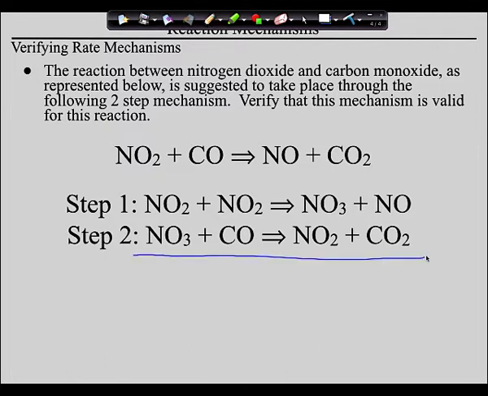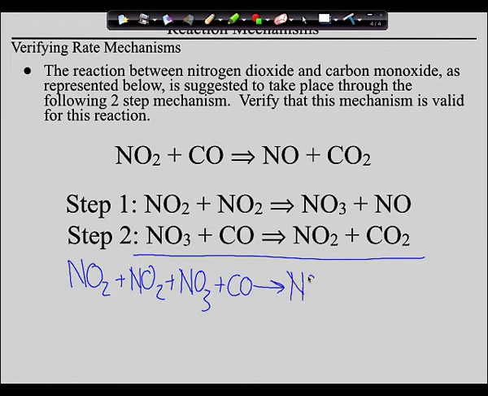Draw a line underneath this. And then bring down all of your reactants. So we have NO2 and NO2 and NO3 and CO, and then our products, we've got NO3, NO, NO2, and CO2.